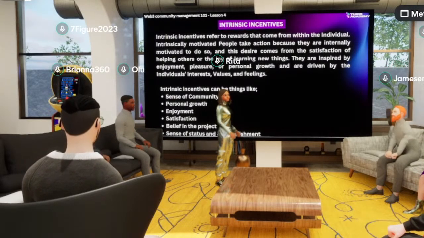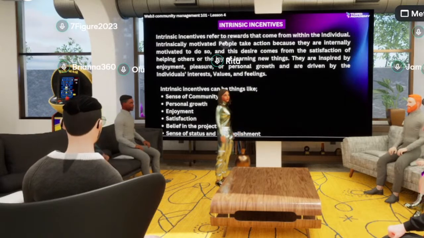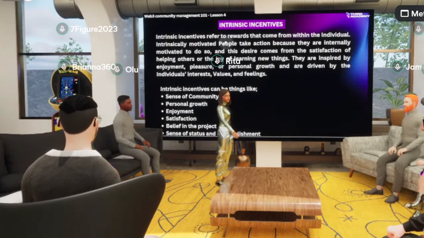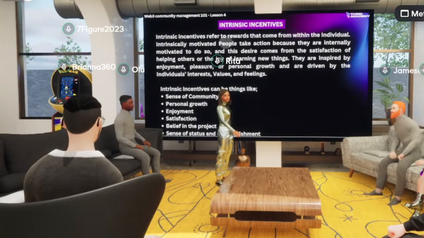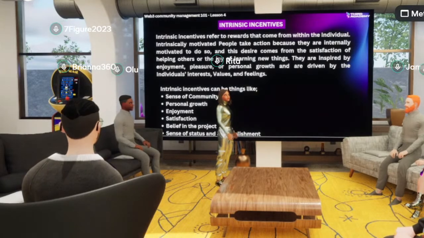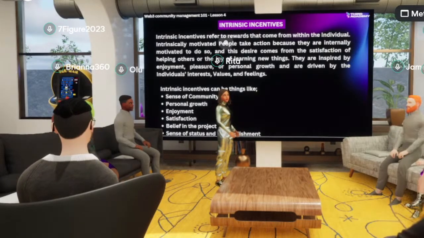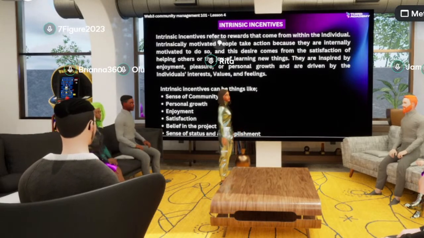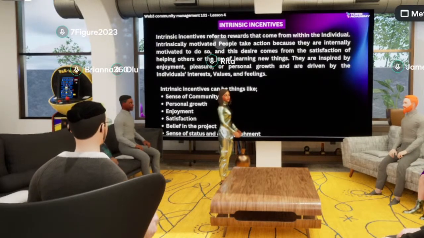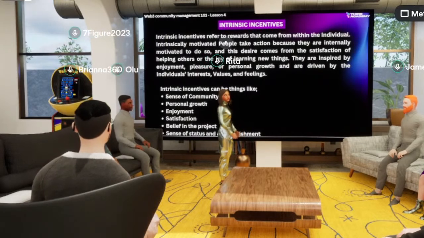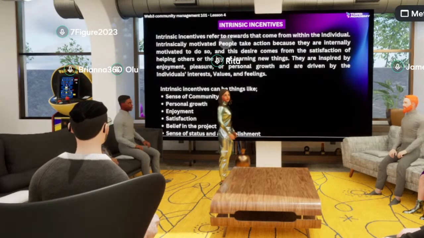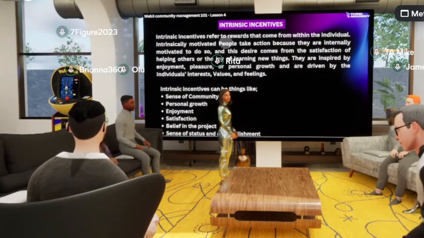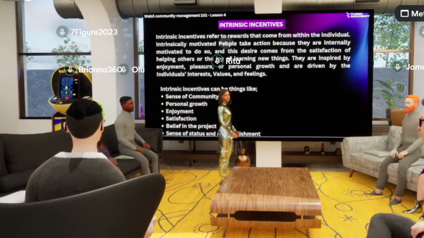Now, as a community manager or as a community leader, how can you help members develop intrinsic motivation? You can provide them with opportunities to do things that they enjoy, help them set goals and achieve them, praise them for their effort and their accomplishments, notice them, celebrate them, and create an environment that is supportive. Intrinsic incentive is a powerful force that can help us to learn and grow.